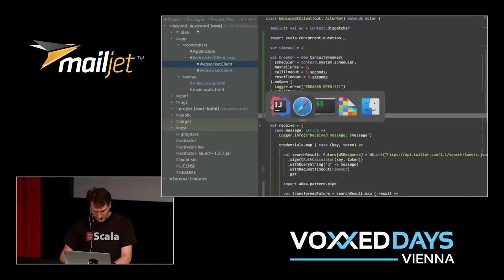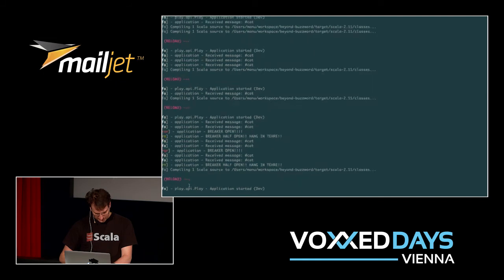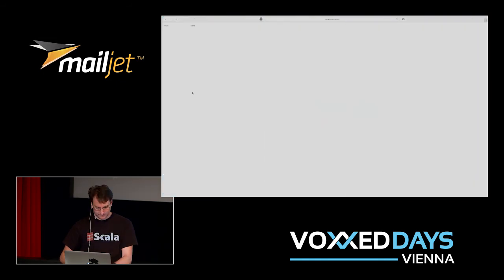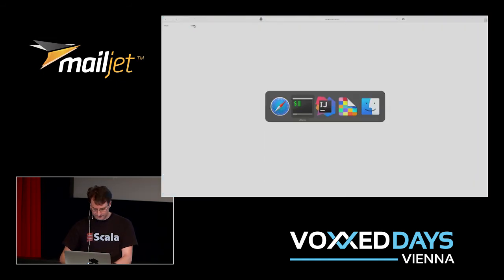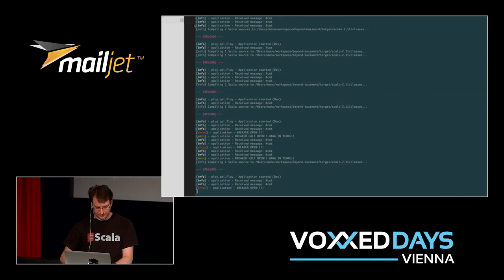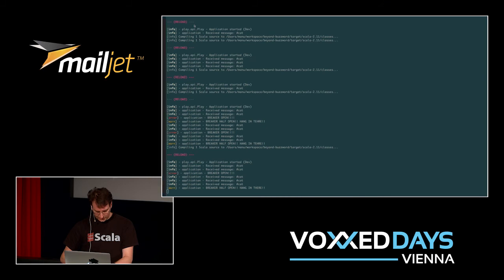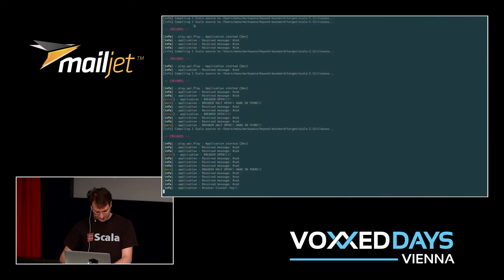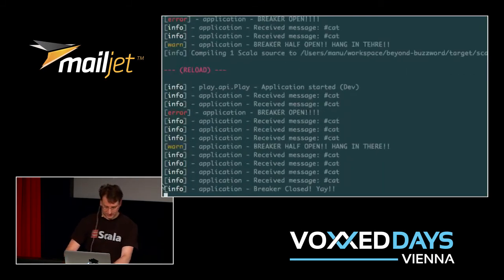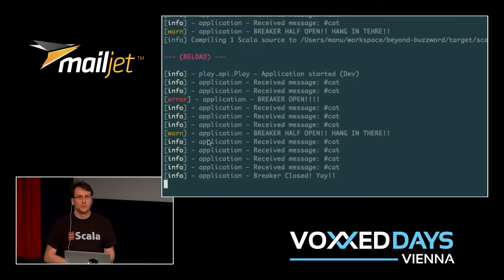I have my console here, down there, okay. 2 cats, and the breaker's open. I send it more messages. It's half open. I send it even more messages, and it's closed, okay. So it kind of works as designed.